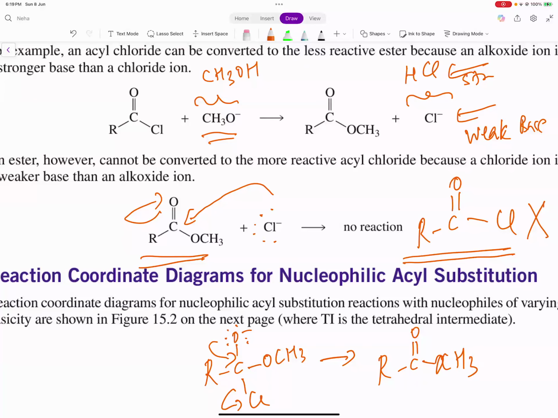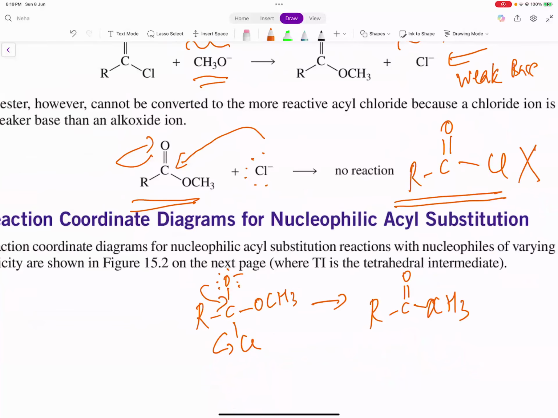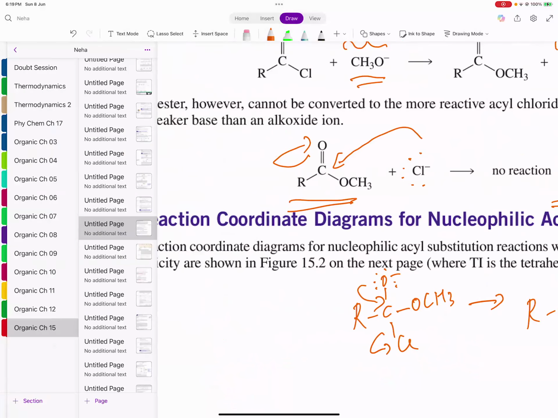Or later on, we are going to see how we can change the mechanism and then we can prepare it. But if we simply want to add a nucleophile, then it will not go. And why will it not go? Because after the first step, the tetrahedral intermediate is going to expel the weaker base, right? So that is how it is going to be.